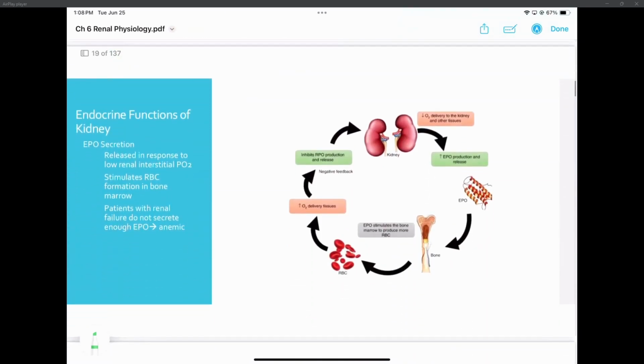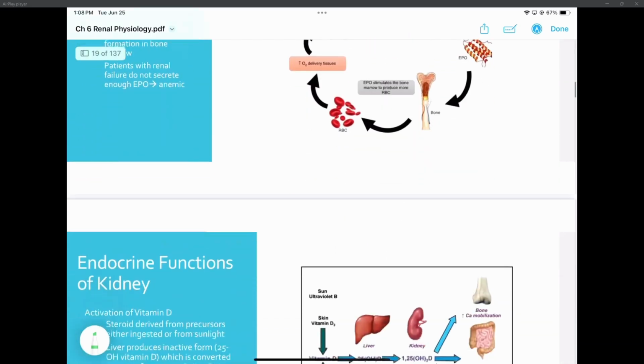The other one is EPO, which we've already gone over with regards to blood. Again, low O2 tension coming into the kidneys will release erythropoietin to get those stem cells to start making more red blood cells, to increase the O2 carrying capacity of the blood and bring our O2 back up. So we've already gone through that with EPO.